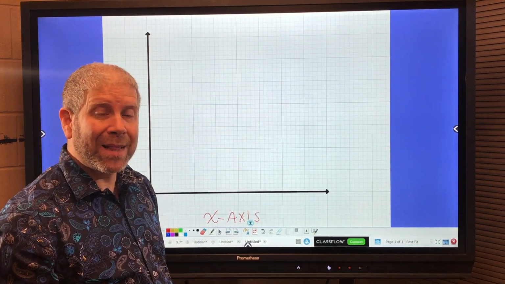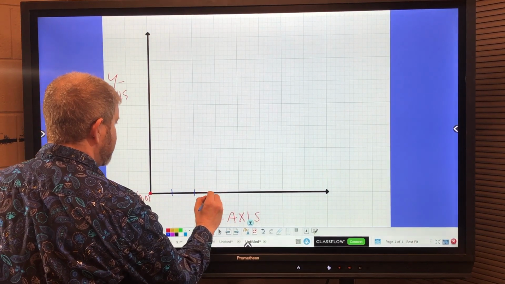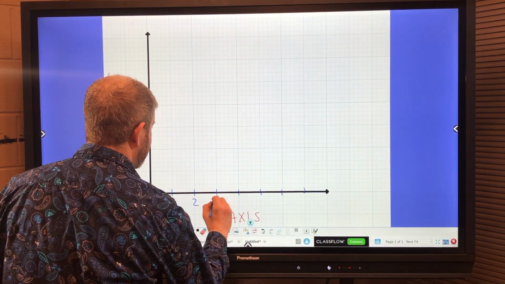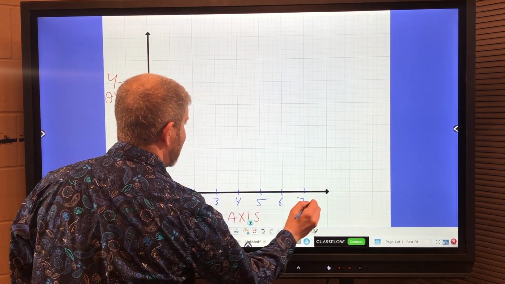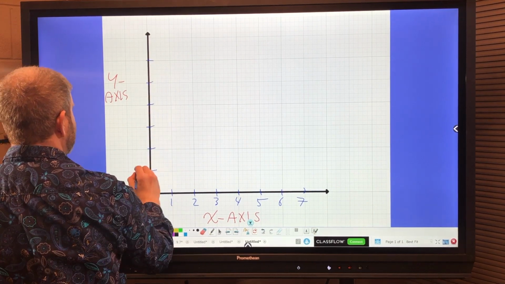And I'm going to go ahead and label my x and y-axes as follows, with little tick marks to know where I am. 1, 2, 3, 4, 5, 6, and 7. On the vertical, I will do exactly the same thing.